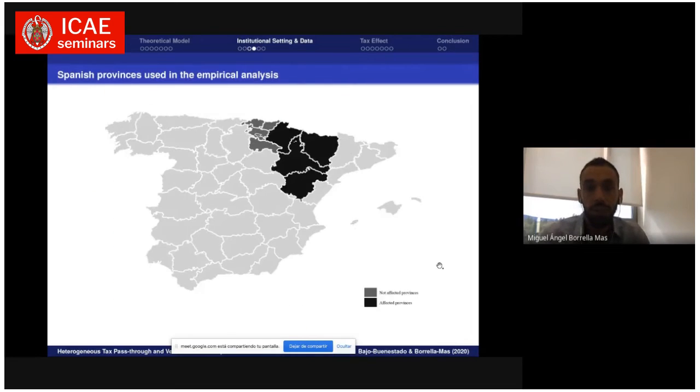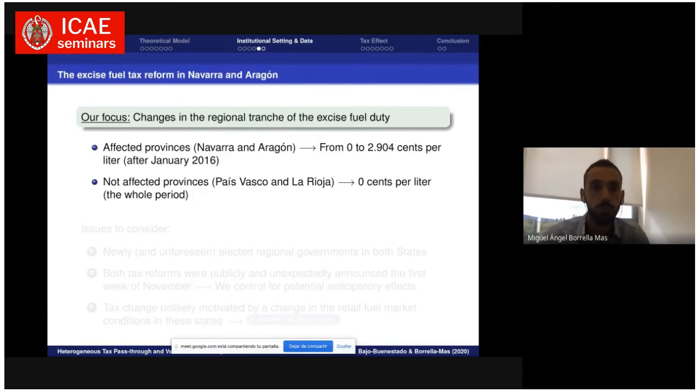Just to have an idea of what we do, with a very simple map of Spain, which I think is not very necessary, but just to give an intuition: we have Aragon and Navarra, which are our affected provinces, and País Vasco and La Rioja, which are the not affected provinces. Our focus then is the change in the regional rate of the excise fuel duty. In particular, we use the change in the affected provinces of Navarra and Aragon that changed the regional tax from 0 to 2.9 cents per liter after January 2016. And we are going to compare this change to the not affected provinces, País Vasco and La Rioja, which set the regional tax rate equal to 0 in the whole period.